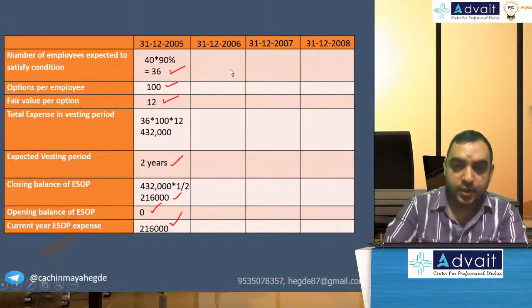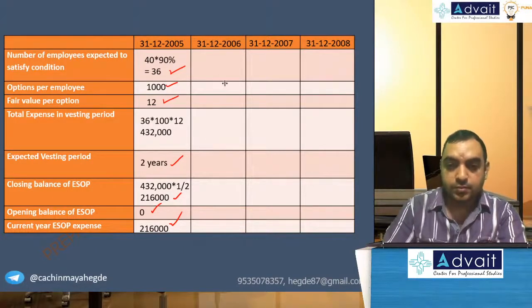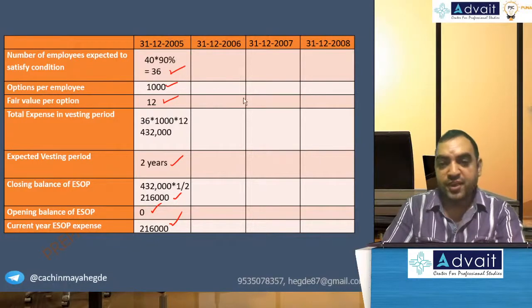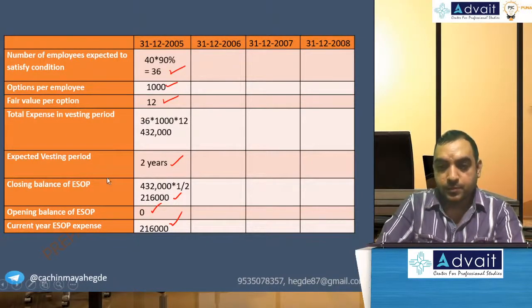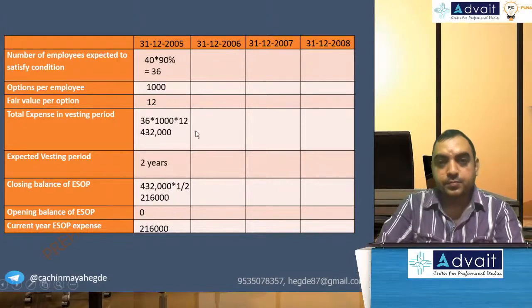Okay, options per employee is 1,000. So I'll multiply by 1,000. But I hope the numbers are fine. 4,32,000 is the number. Okay. Next year, no change in the number of employees has happened. So that will continue to be 36 only. And this also continues to be 1,000.